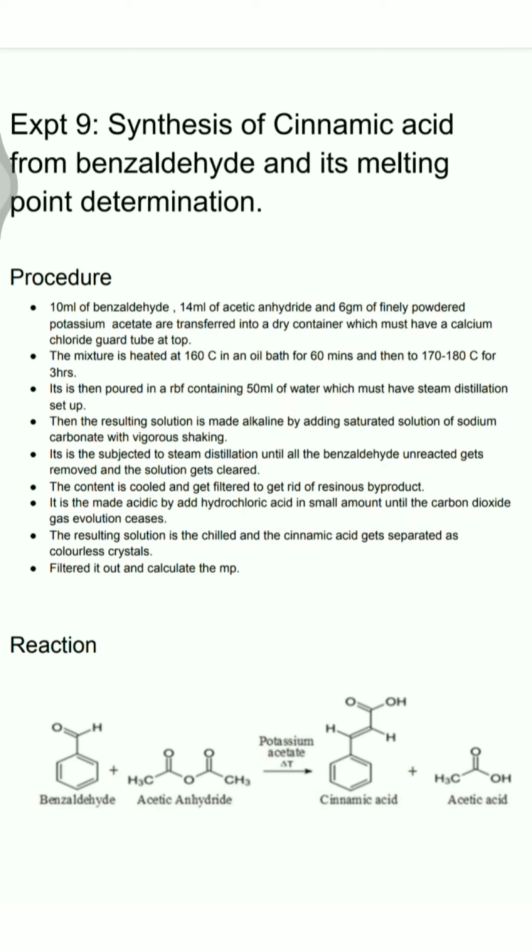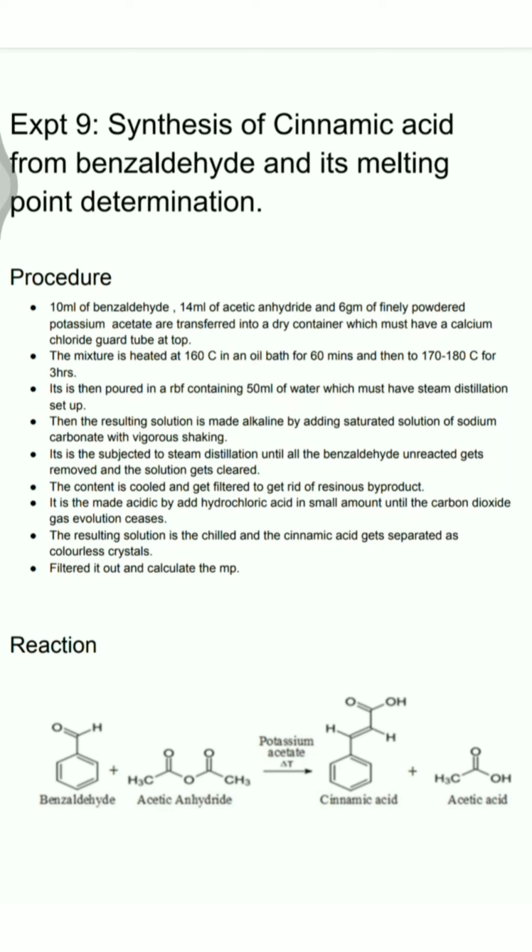The Perkin reaction mechanism basically involves the aldol condensation of an aromatic aldehyde and an anhydride, resulting in the formation of an alpha beta unsaturated acid. This is basically the overall principle.